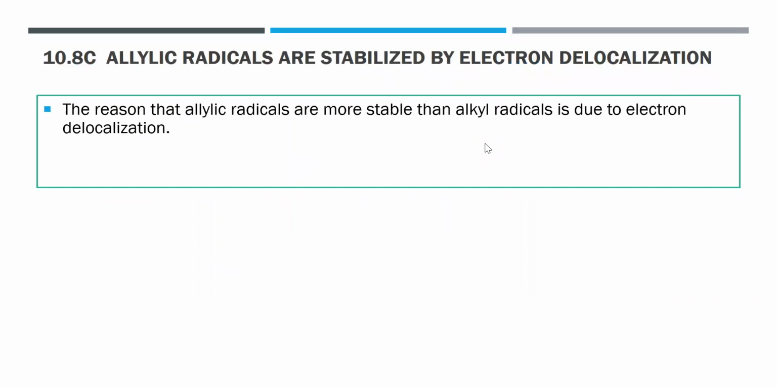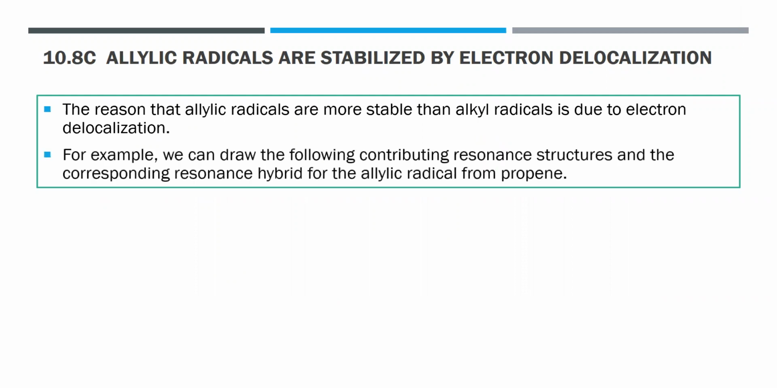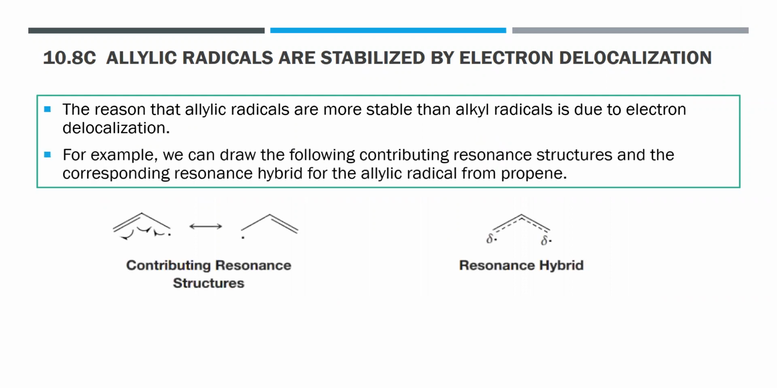The reason that allylic radicals are more stable than alkyl radicals is due to electron delocalization. And we can actually draw contributing resonance structures. So you have here the carbon containing the dot, which can have delocalization, can share the 1 electron from this pi bond here to have your double bond, and you have your radical on this side. And these are the 2 contributing structures, and if we take these 2 contributing structures into consideration, we get the resonance hybrid of these 2 structures like this one.